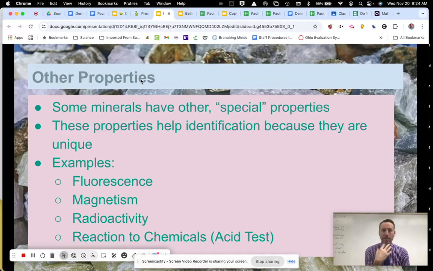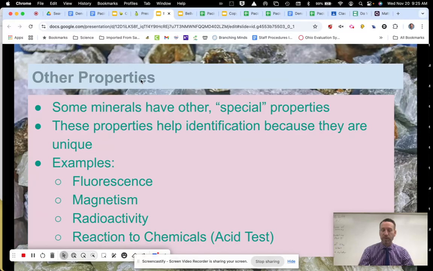Okay, but an acid test is just that. Vinegar is an acid, so dropping a little bit of vinegar on the surface of the mineral, you can actually see it bubble and fizz a little bit, and that's a sign of reactivity, which would be a special property as well.